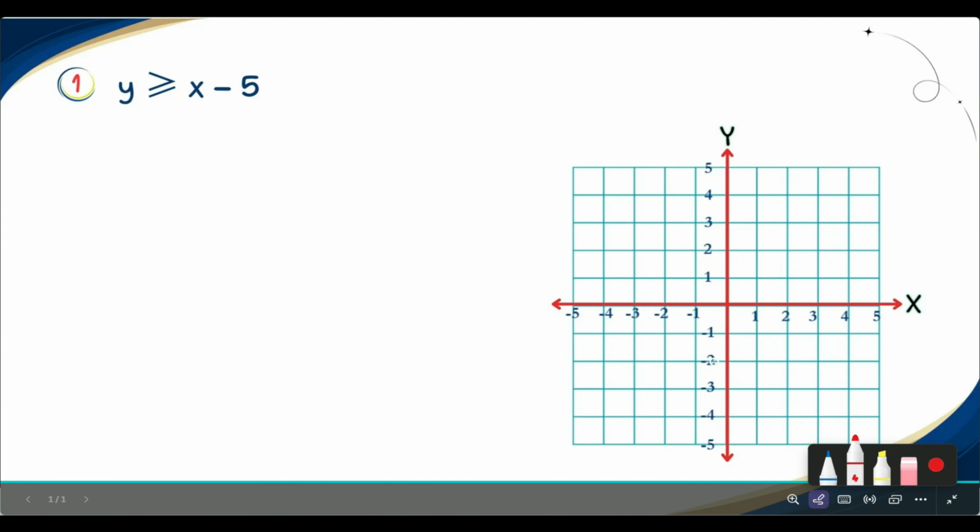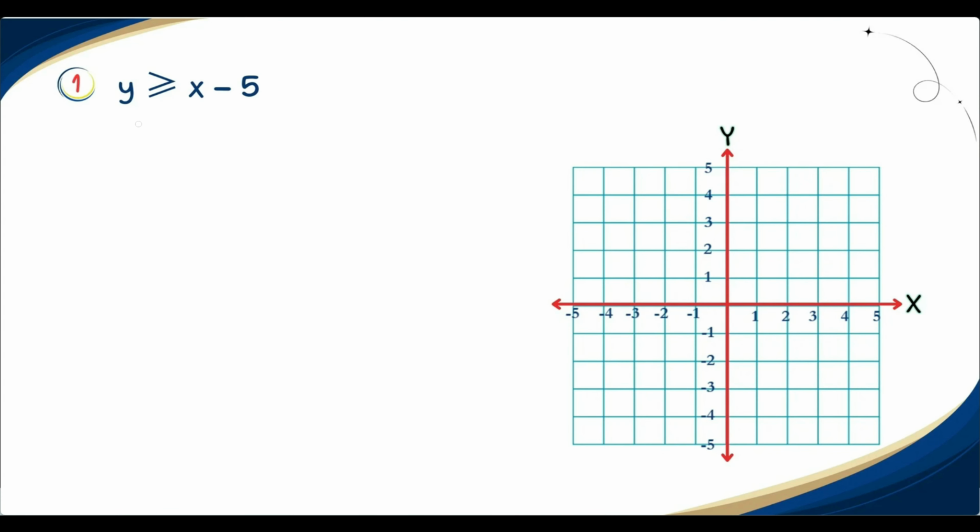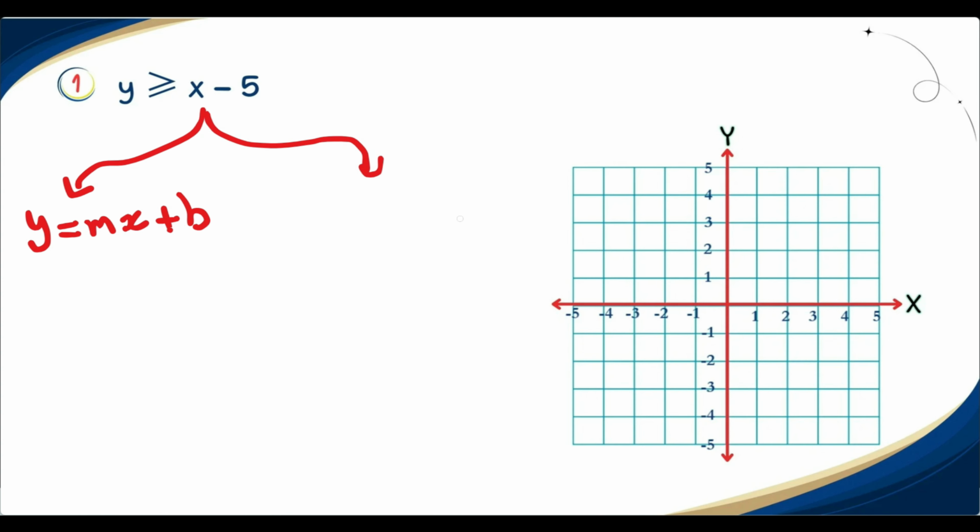Okay, let's solve some questions. Graph this inequality: y more than or equal to x minus 5. First, like we said, we should graph the boundary line. Second step, we should shade the solution region. Okay, first, how can we graph the boundary line? We have two ways: the first by using the y-intercept, or by making a table. We need 2 points, or at most 3 points is enough.